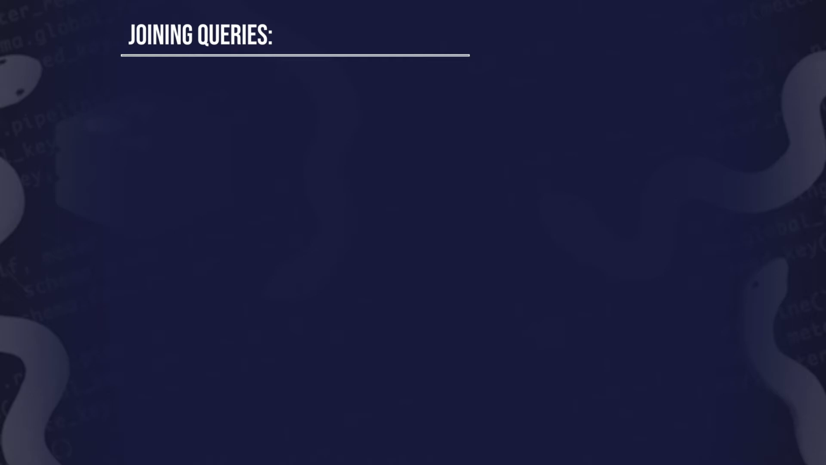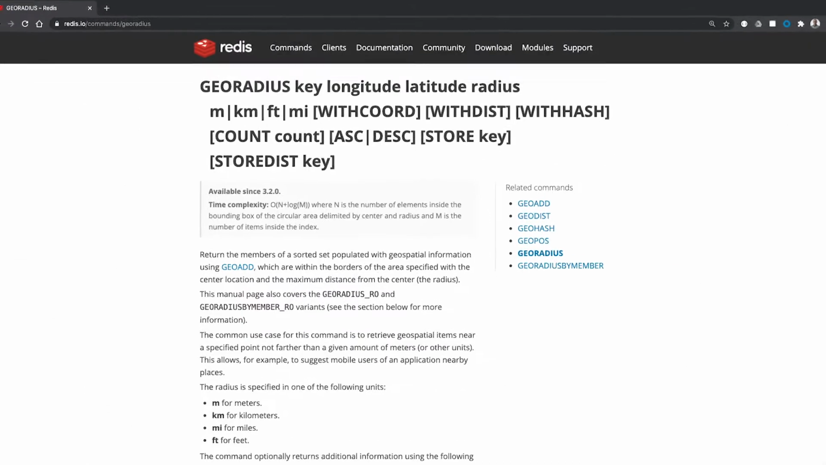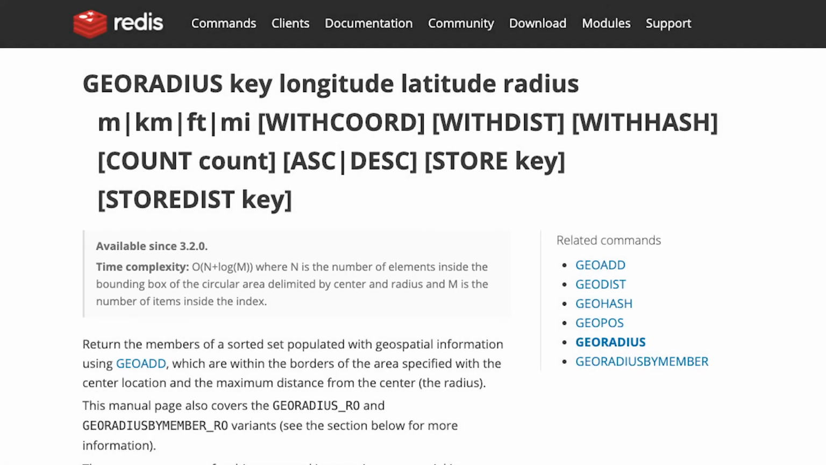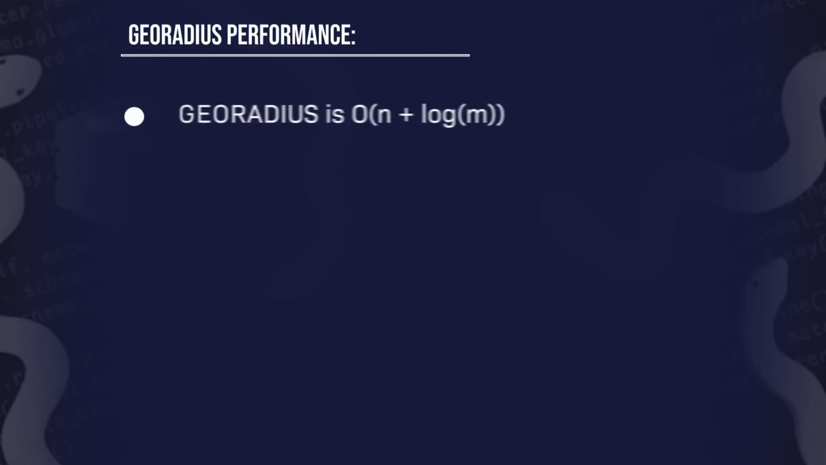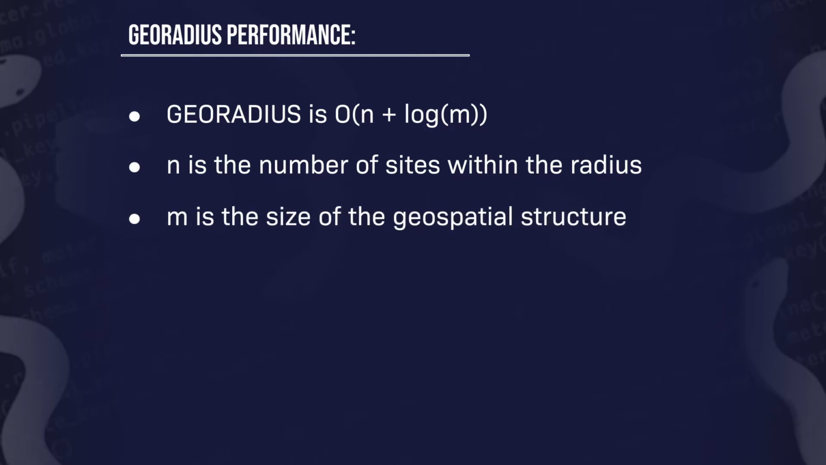Now, whenever we're combining Redis commands in this way, we need to think about the performance implications. It's always best to start looking at the time complexity of the Redis commands in question on the redis.io documentation pages. So here we see that georadius is O of n plus log of m. N is the number of elements inside the bounding box of the circular area defined by the center and radius in the query. And m is the number of items inside the geospatial data structure. So in effect, the more points you have in your search radius, the more costly the query.